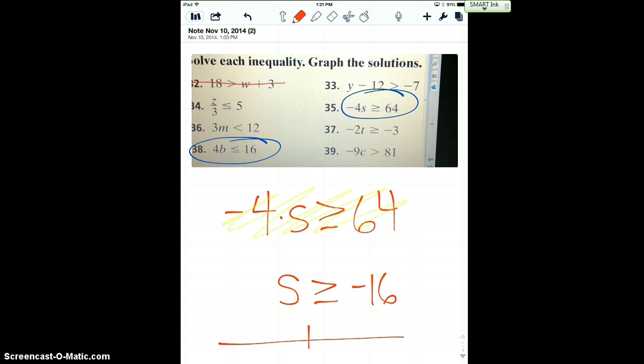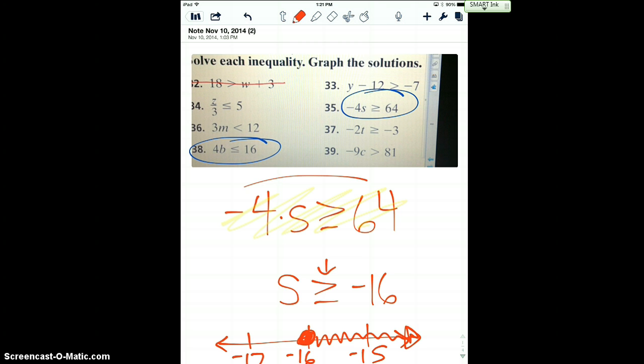I'm going to graph my solutions. Negative 16. It's a closed dot because it can equal it. 1 up from that, getting closer to 0, is negative 15. Getting farther away from 0, negative 17. And my solutions, it says here, are supposed to be greater. So where are greater solutions? They're over here to the right.